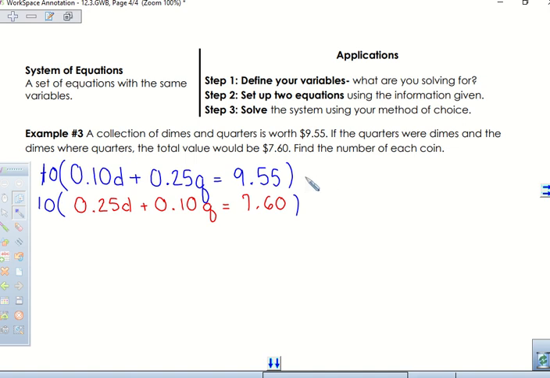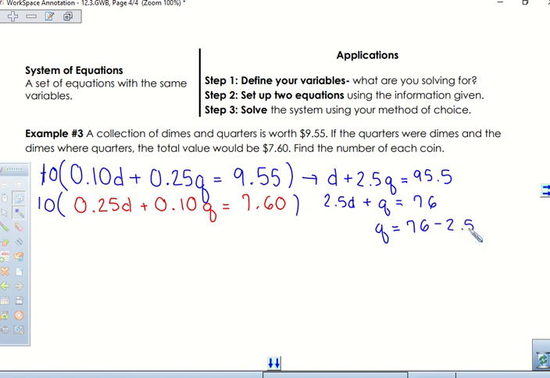Okay. So this one's going to become D plus 2.5Q equals 95.5. And then the bottom one's going to become 2.5D plus Q equals 76. So then from here, you can choose to do elimination or substitution. I'm going to do substitution now because I have two variables that have one as a coefficient. So I'm going to solve for q down here. And you could have solved for d as well. It's going to be the same idea.